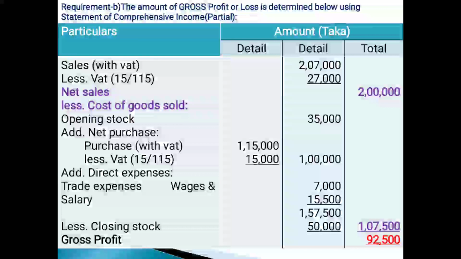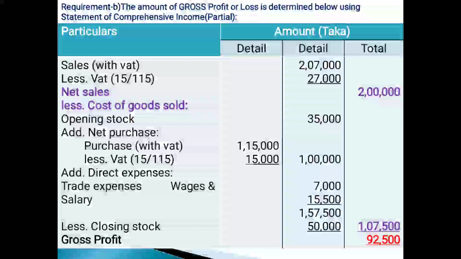Opening stock is written from the trial balance in the middle column, 35,000, add net purchase. The purchase amount is taka 1,15,000, and that amount is to be deducted from the total purchase. For deducting, 15 by 115 of 1,15,000, that is taka 15,000. 1,15,000 minus 15,000, the amount of net purchase is taka 1 lakh, written in the middle column. Direct expenses, trade expenses taka 7,000, is written in the middle column. Wages and salary taka 15,500 is written in the middle column.